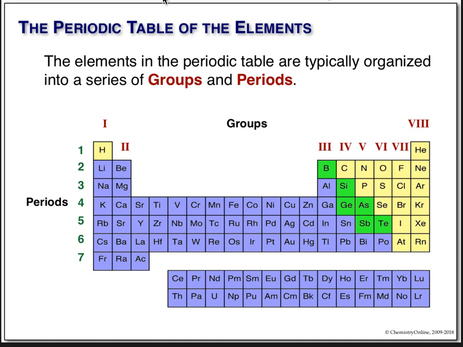Down here we have periods. These have to do with the quantum levels that the electrons live in. Here we have period 1, first quantum level, can hold 2 electrons, 2 can hold 8, 3 can hold 18, 32, etc.